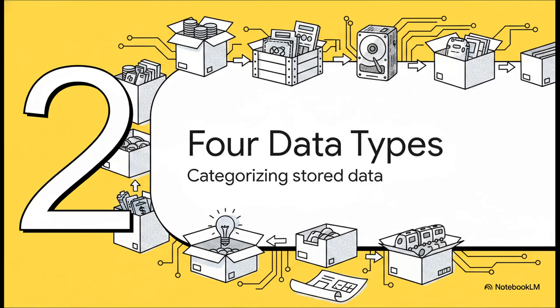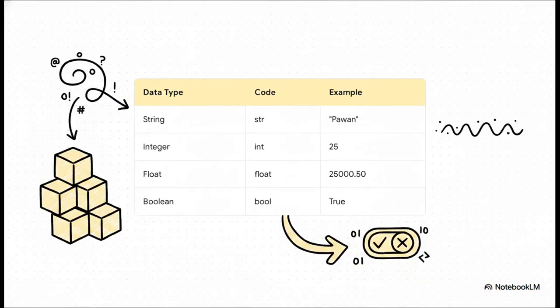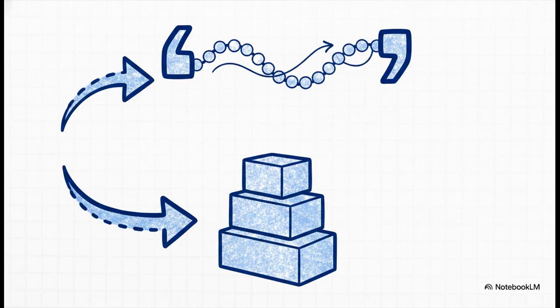Which brings us perfectly to section 2, the 4 data types. This is all about categorizing our stored data. And this brilliantly illustrates the core materials we actually have to work with in Python, the 4 foundational data types. You've got your string for text, your integer for whole numbers, your float for decimals, and your Boolean, which is basically just a simple logic switch of true or false. Seeing them all laid out side by side like this really helps you spot the structural and visual differences right away. Let's isolate those first 2 just to really lock this in.